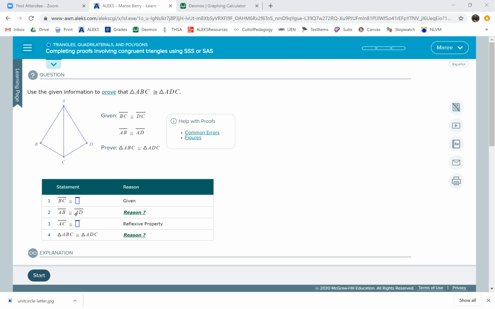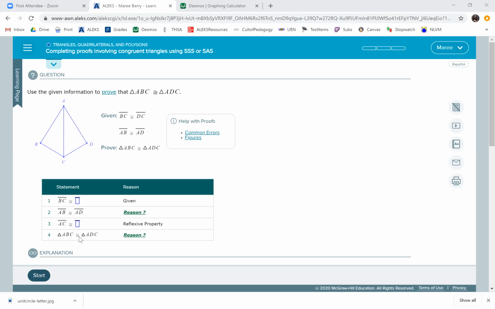AB is congruent to AD, and we have to find out why. Well, they gave it to us. So we'll put because it was given. So we would choose given. AC is congruent to, because it's reflexive, that's just going to be AC. It's going to be itself.